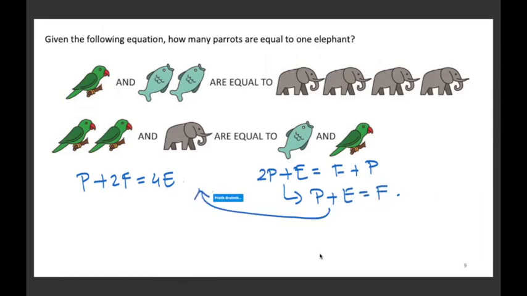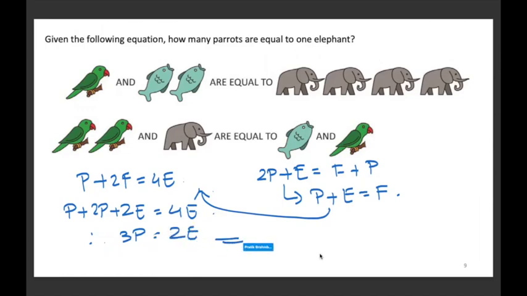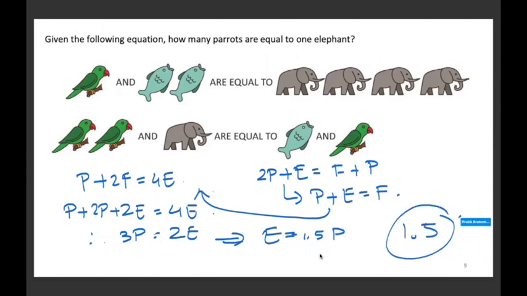This I can replace here to find parrot plus 2 parrot plus 2 elephant is equal to 4 elephant. Therefore, 3 parrots is equal to 2 elephant, which implies elephant is equal to 1.5 parrot. The answer is henceforth 1.5. Okay, because we have to find how many parrots are equal to 1 elephant. Here we found 2 elephants, but we had to find for 1 elephant. So 1 elephant is equal to 1.5 parrots.